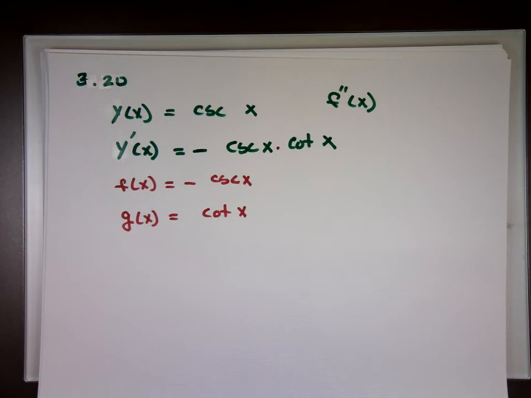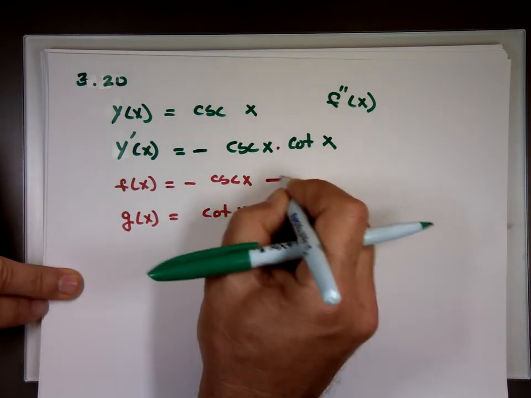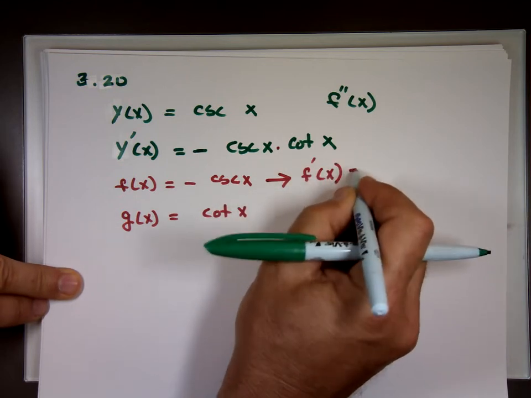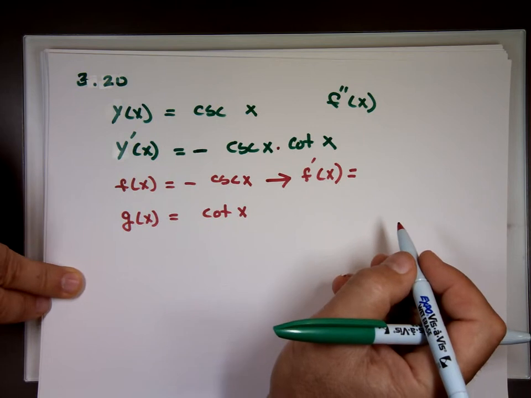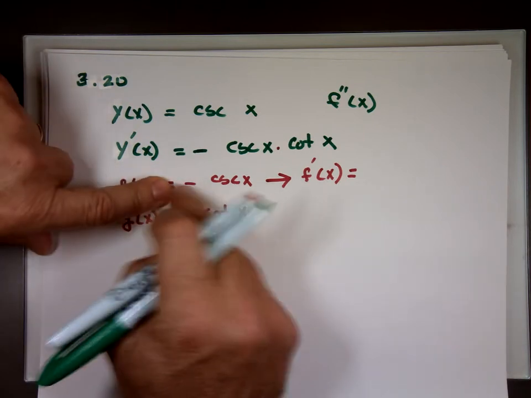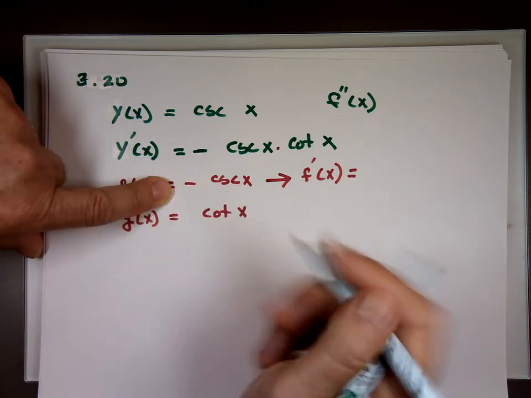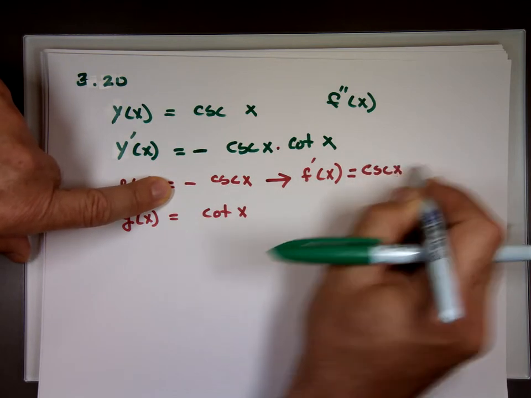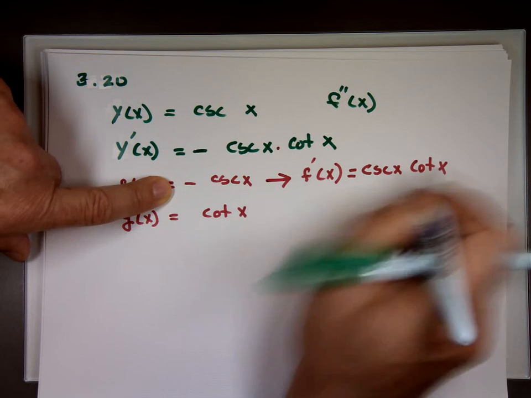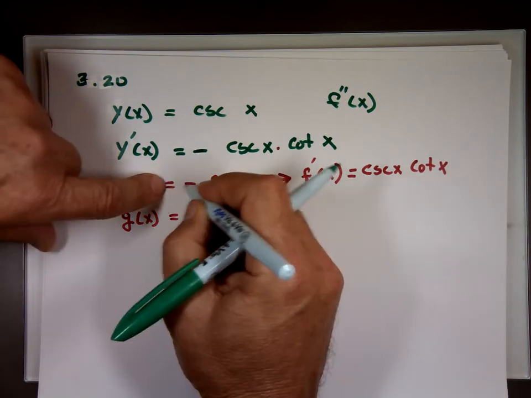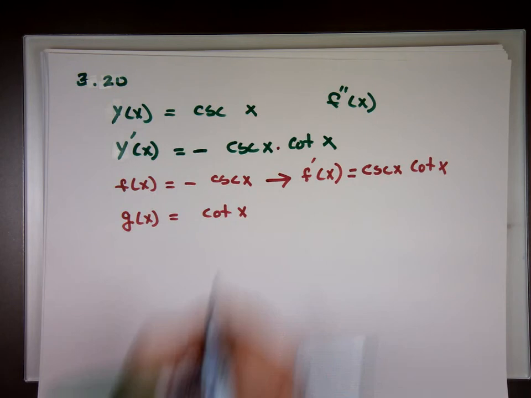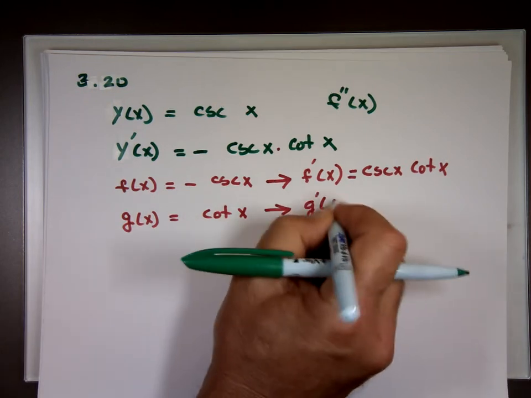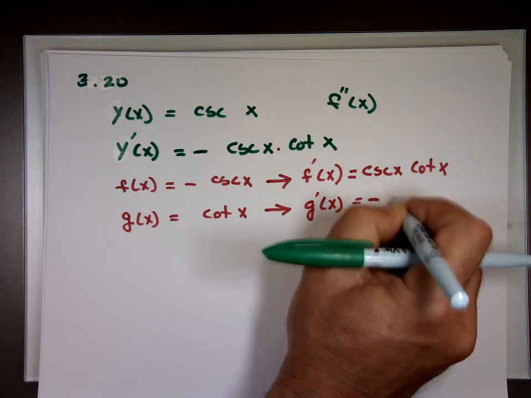What's the derivative of each one? But I already have a minus here. So minus a minus, I'll make it a plus, right? Cosecant x, cotangent x. Usually it's a minus if it's a cosecant, but the minus sign is going to make it a plus. And the derivative of cotangent, which is what? Negative cosecant squared.